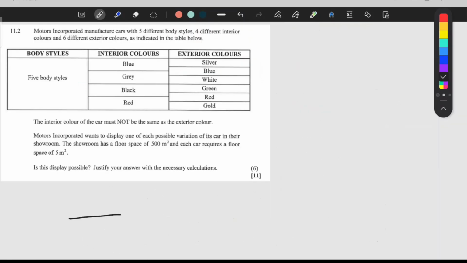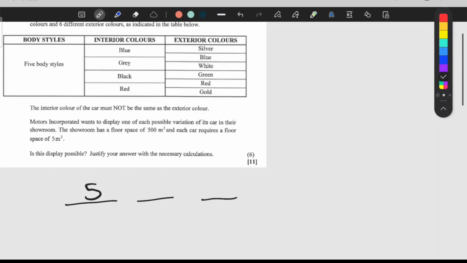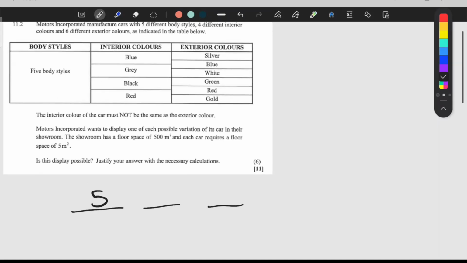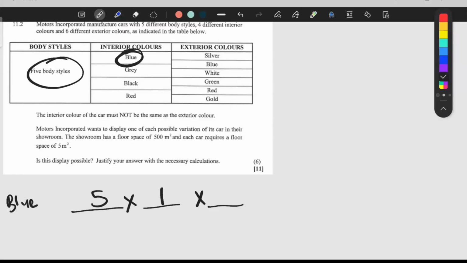Let's do another way. We have our 3 lines again. So 5 body styles always stays the same, but now I'm going to design the car separately. Let's start with blue. For blue, I'm going to use 5 body styles. Then I'm going to use blue only. Then of these colors, I can use everything except blue, so there's 5 options available. This will give me 25.